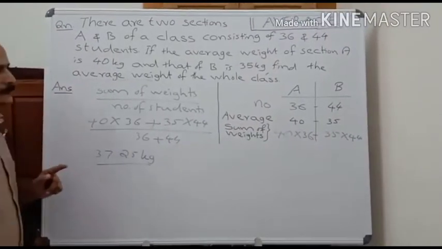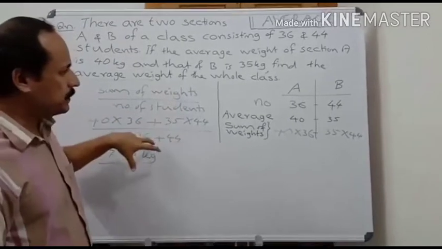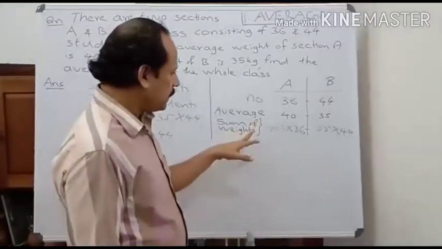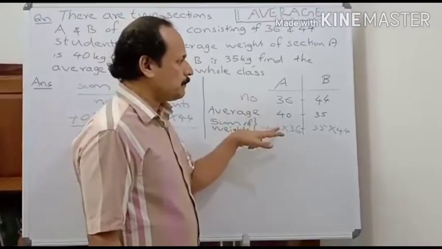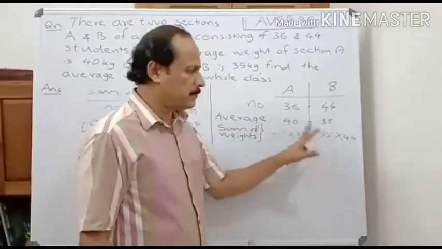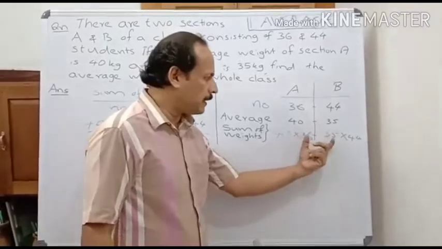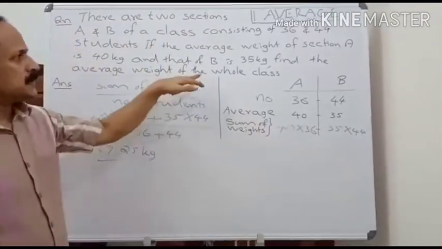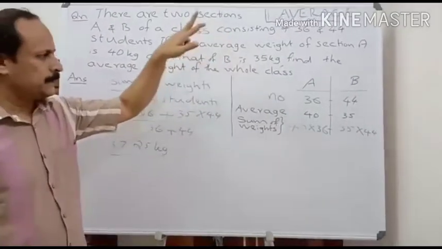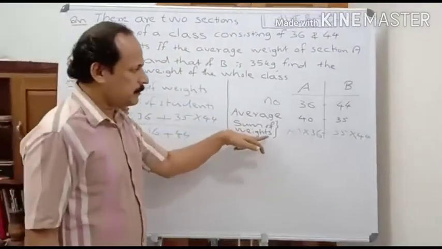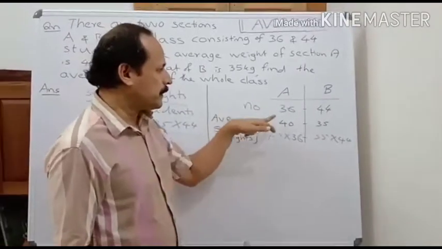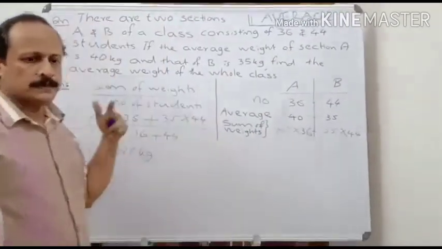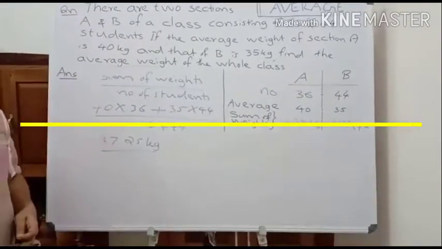Note that to find this, the logic is this one. If we find the sum of weights of section A and the sum of weights of section B separately, and if you add these two, we get the sum of weights of the students of the whole class. And the sum of weights can be obtained by multiplying average by number. And let us go to the next question.